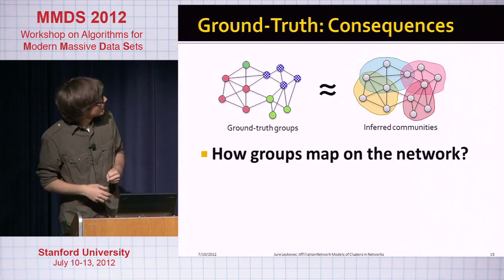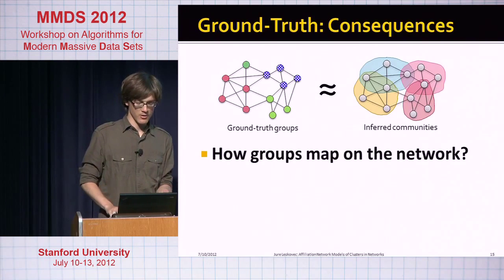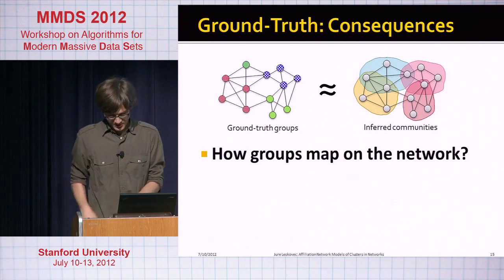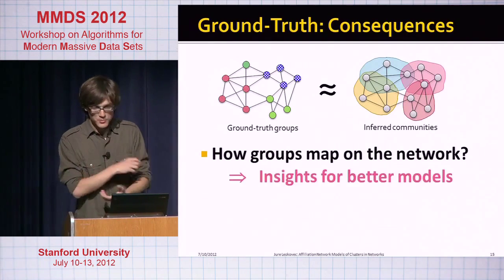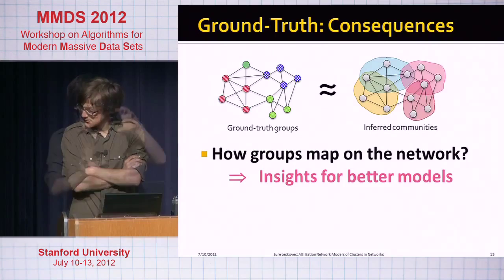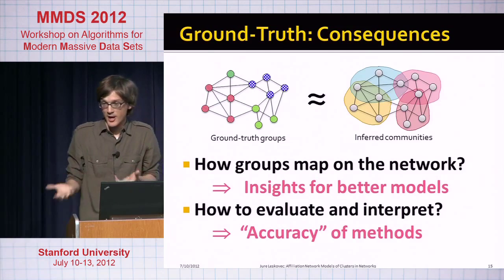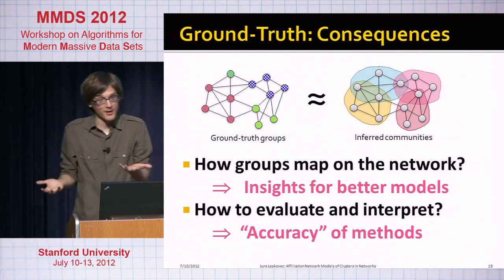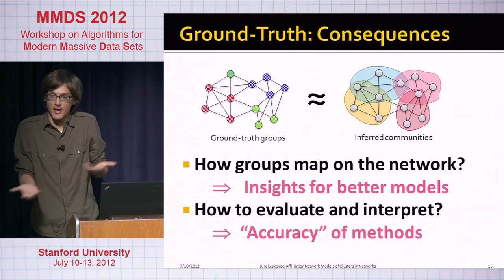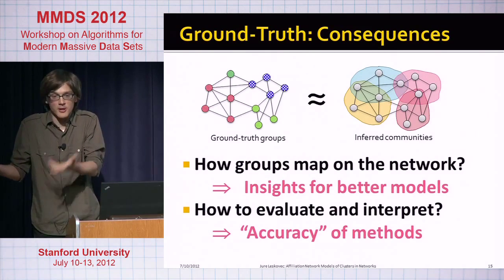So there are two consequences of this. First, I can now ask empirically how these ground truth communities map onto the underlying network, and this way maybe I can design better algorithms or models for network communities. So if I have this notion of ground truth communities, there are two things I can do. First, I can examine how these communities overlap, and maybe design better algorithms. The second thing is to evaluate them. I can compute some notion of accuracy: how well do these community detection algorithms work, and how realistic are the clusters they detect?